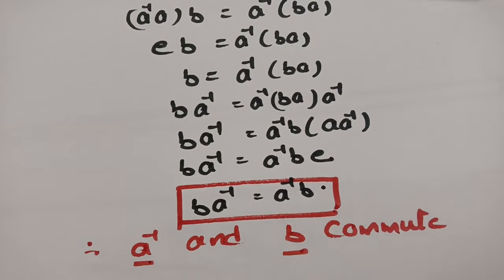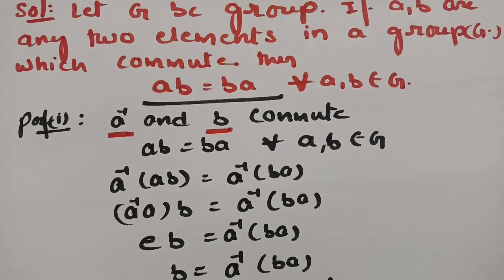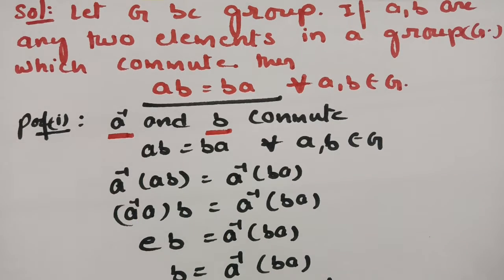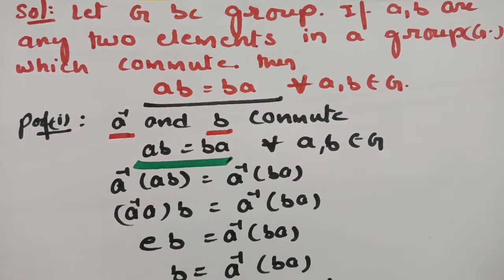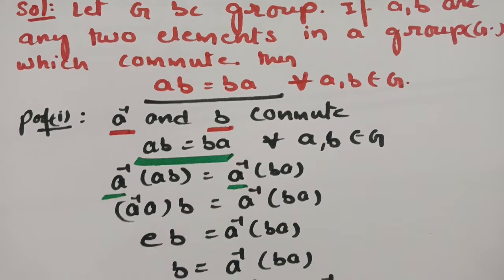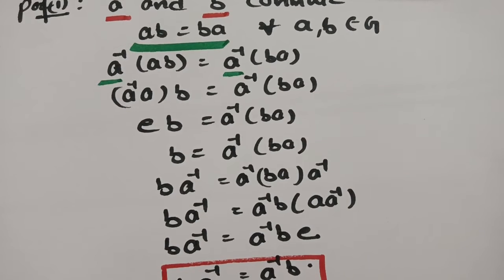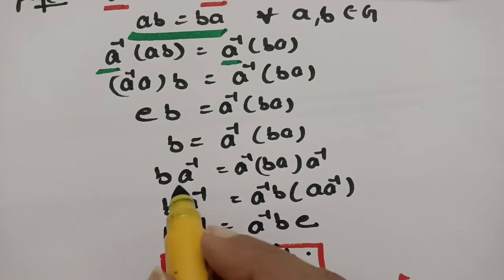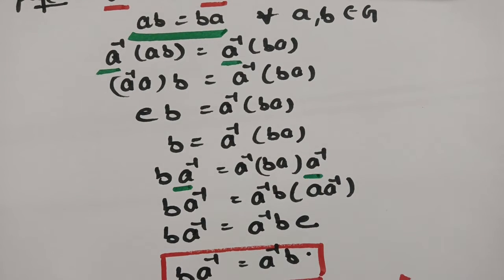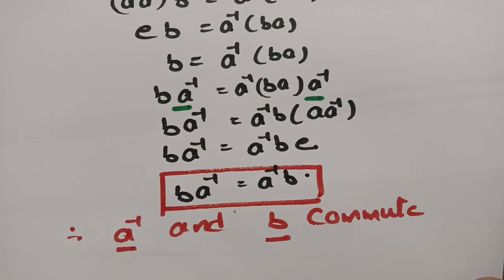That is, A inverse and B commute. So here, what is taken? A and B commute with each other, that is AB is equal to BA. Now I have multiplied from the left-hand side with A inverse, and next I have multiplied again with A inverse from the right side. These are the two things which I have applied in order to get A inverse and B commute.